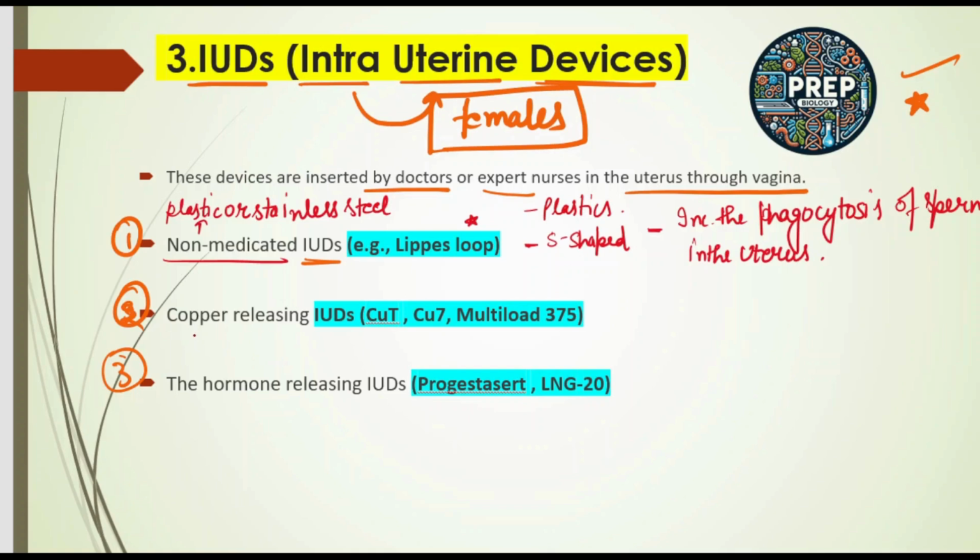Okay, so second is the copper releasing IUDs. Copper releasing IUDs, as the name suggests, release copper ions. Under these we have examples like Copper T, Copper 7, Multiload 375. The copper ions released from this device suppress the sperm motility. Sperm motility, this is important. And they suppress the fertilizing capacity of the sperm.